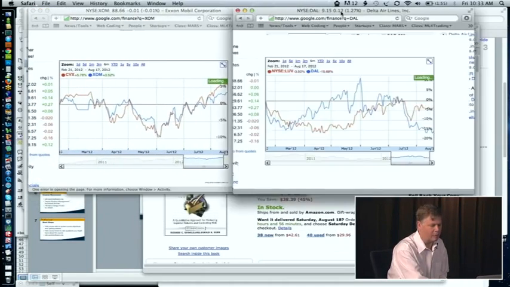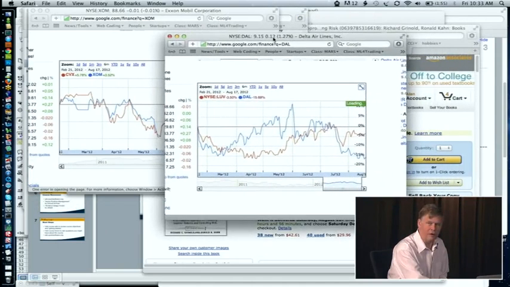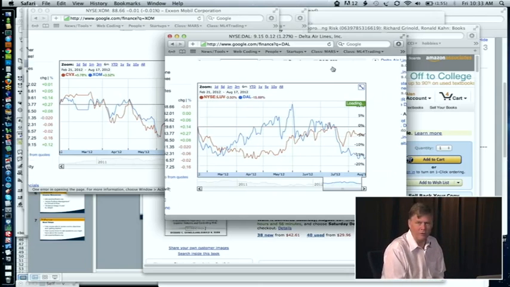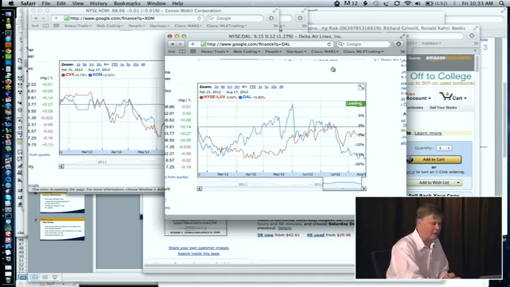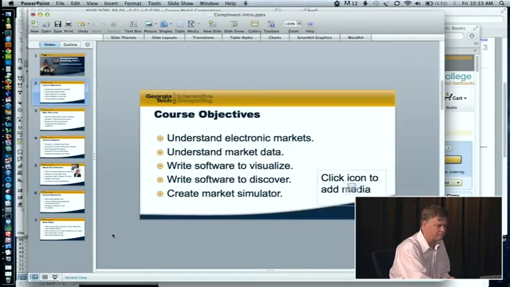Here's one more example. This is two airline stocks. The blue line there is Delta. The red line is Southwest Airlines. These are two companies in exactly the same market, but their prices move dramatically differently. Why is that? How can we exploit it? Those are all things that we'll look at in this course.